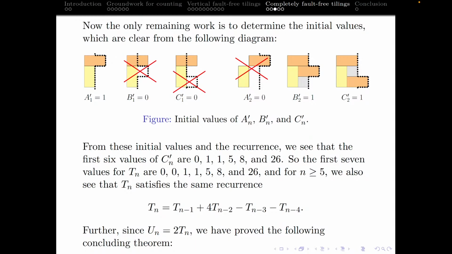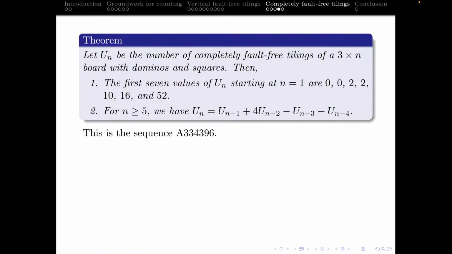So that leads us to the concluding theorem, which is: if Un is the number of completely fault-free tilings of a 3xn board with dominoes and squares, then here are the first 7 values of Un, which are 0, 0, 2, 2, 10, 16 and 52, and Un follows the same recursion 1, 4, -1, -1. And that is the sequence in the Online Encyclopedia of Integer Sequences.